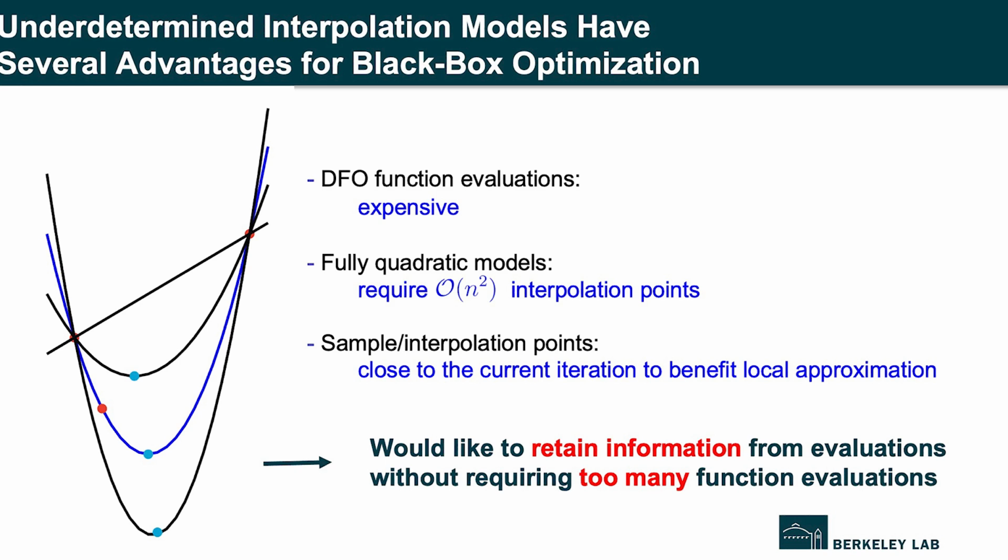Combined with the fact that most DFO function evaluations are expensive, if we want to obtain a fully quadratic model, we basically need to interpolate at O(n squared) interpolation points. We also try to make the sample of interpolation points close enough to the current iterate to benefit the local approximation. So the underdetermined interpolation models, which use fewer interpolation points close to the current iterate, would like to retain enough information from evaluations without requiring too many function evaluations.